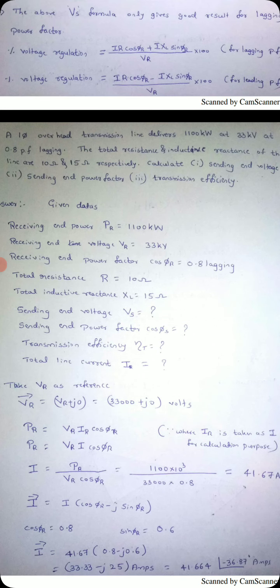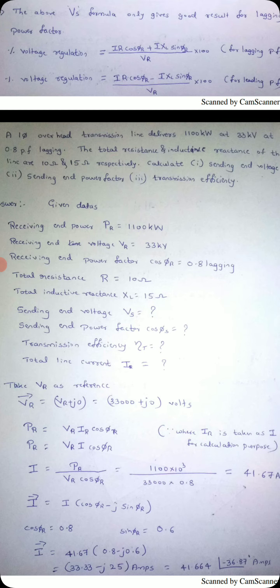So first, the given data to be written down. First one is the receiving end power PR is equal to 1100 kilowatt. Receiving end voltage VR is given as 33 kV. Receiving end power factor: anyhow it is a single phase, no need to multiply or divide by root 3 or anything, we can directly write it down.